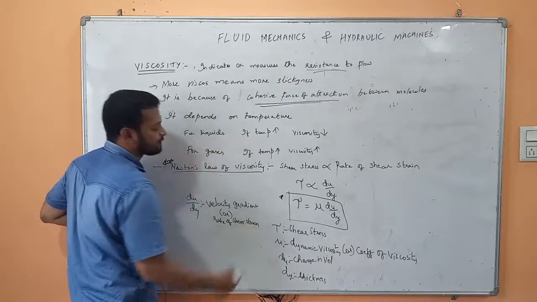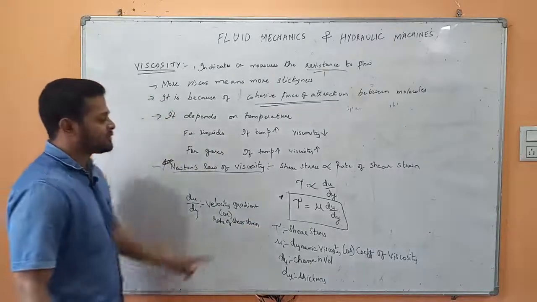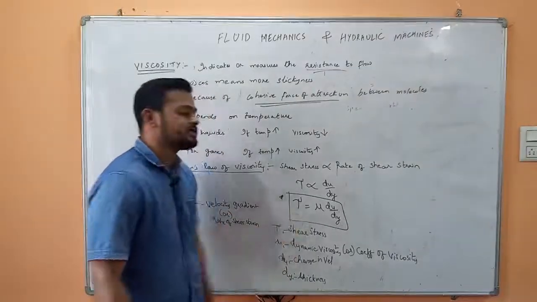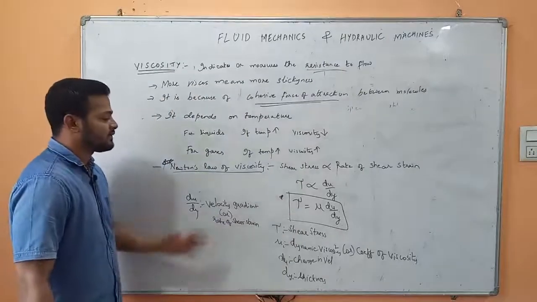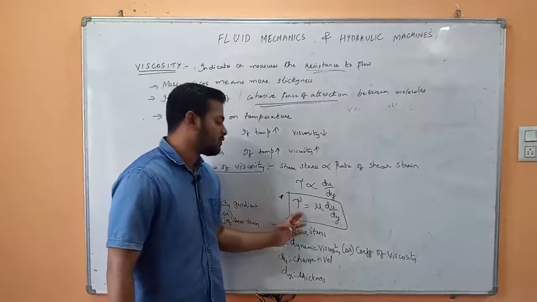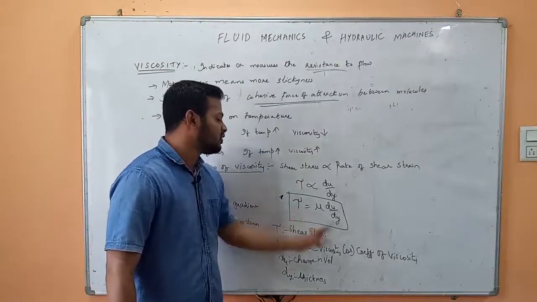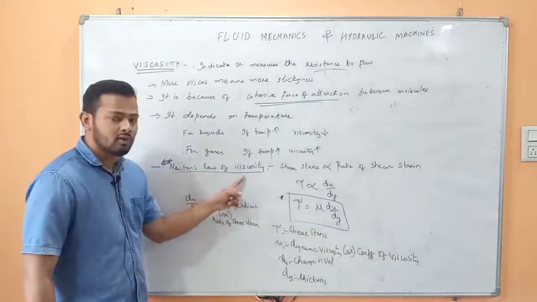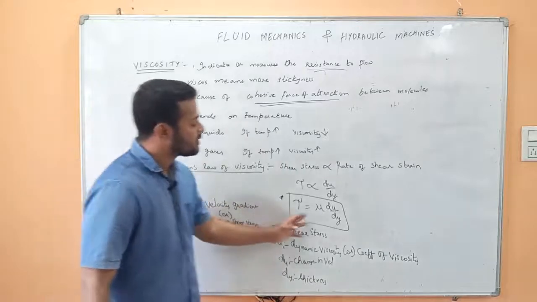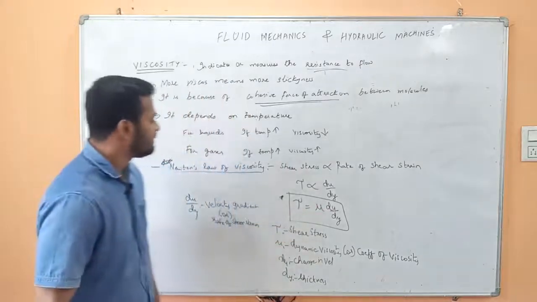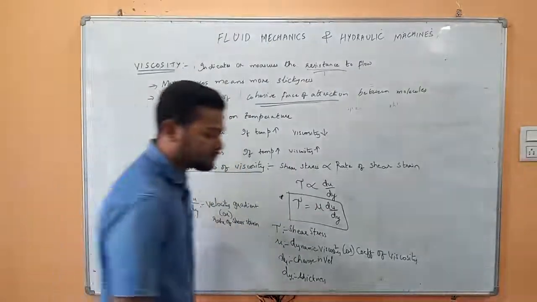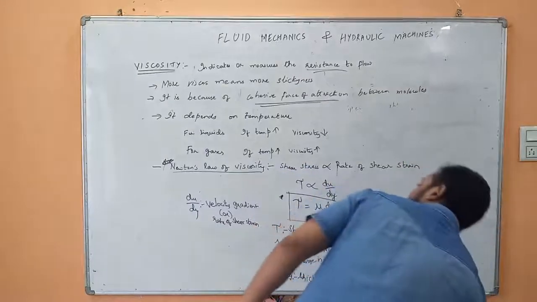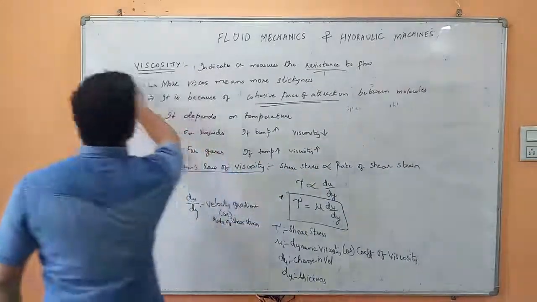So you'll have to remember this formula. There are very few formulas in fluid mechanics. This is one of the formulas which we'll be using for solving problems. Tau is equal to mu into du by dy. Whenever you come across a term called viscosity in problems, just go for this formula. Tau is equal to mu into du by dy. Okay, so the next concept is about kinematic viscosity.